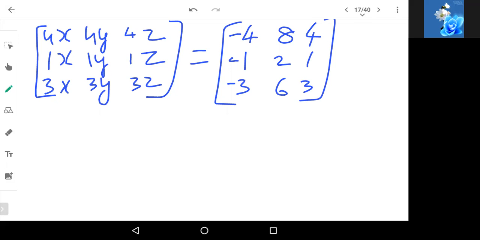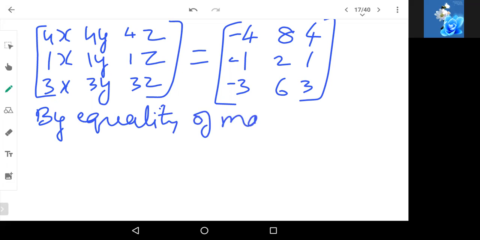Now you can use equality of matrices. In equality of matrices, what is important is that we equate each and every element. So 4x is equal to -4, 4y is equal to 8, 4z is equal to 4, 1x is equal to -1, 1y is equal to 2, 1z is equal to 1. Now by equality of matrices, we take the first row: 4x of this matrix is equal to -4 from the other matrix.